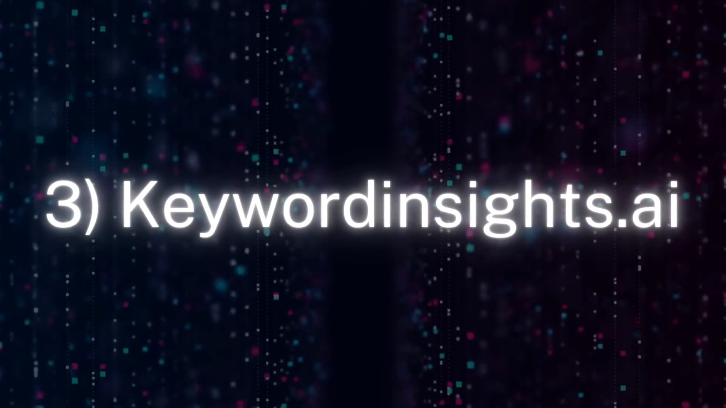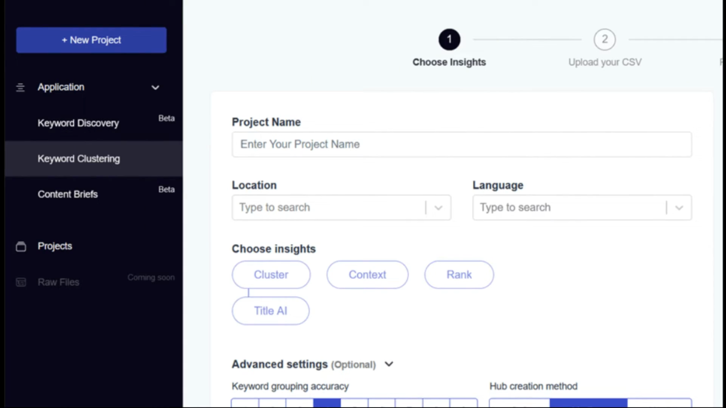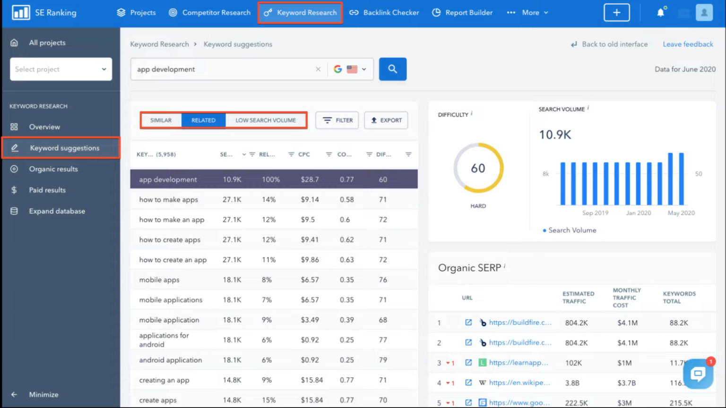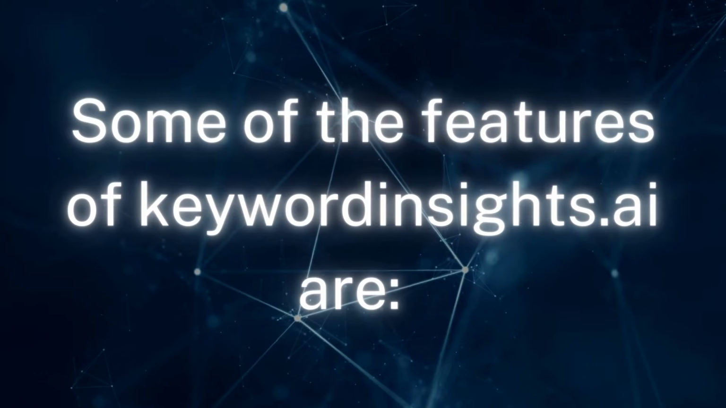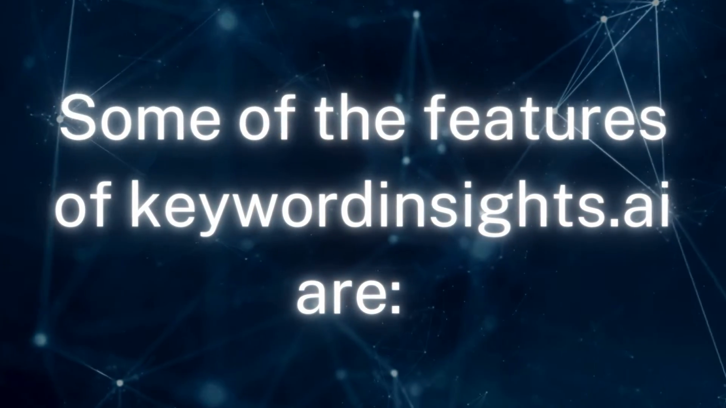Number 3. keywordinsights.ai. This tool generates a large list of keywords around a given topic quickly and easily. It clusters your list of keywords by highlighting the pages you need to create and the keywords that are targeted on those pages.